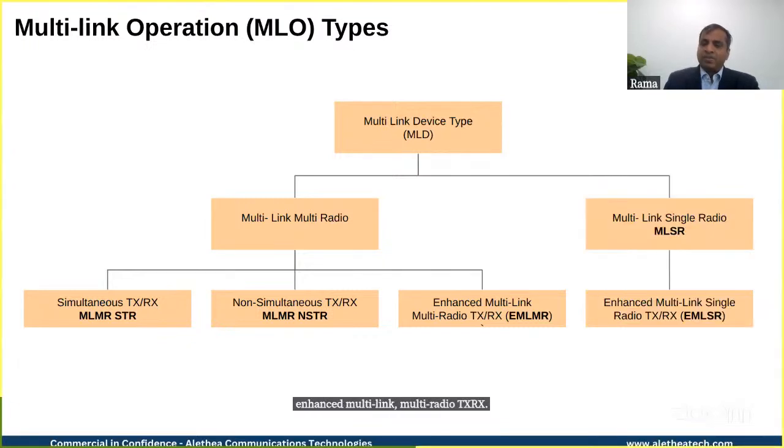The other type is the simple one. It's called MLSR, multi-link single radio. But in this type itself, there are lots of devices. So this is, I would say, closer to the traditional device where there is one radio and it takes some amount of time to switch to the other radio.